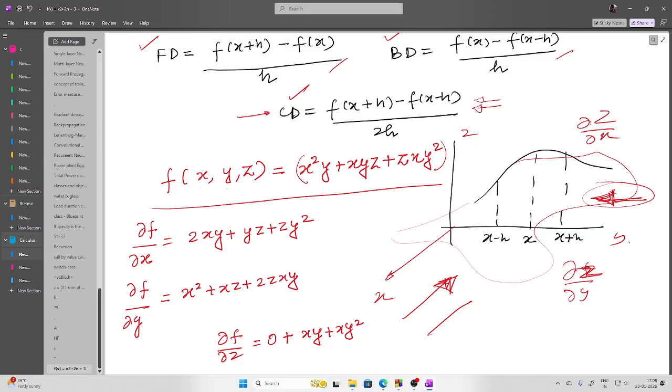But this is analytically. How can we do this numerically? We will do it in the same way, using the method we used in the last lecture: central difference, more accurate. Here only one variable was there, so we varied it, but right now there are three variables. So for the first derivative we will only be changing x, for the second y, and for this we will be changing z only.